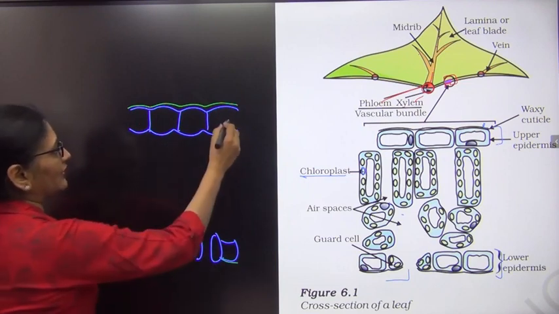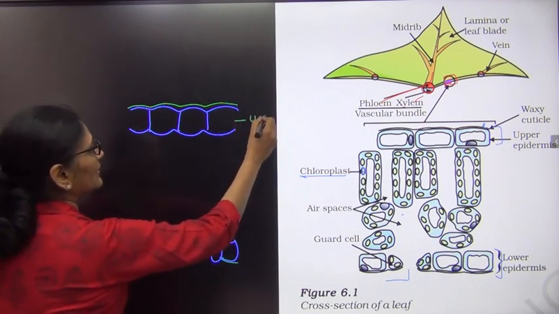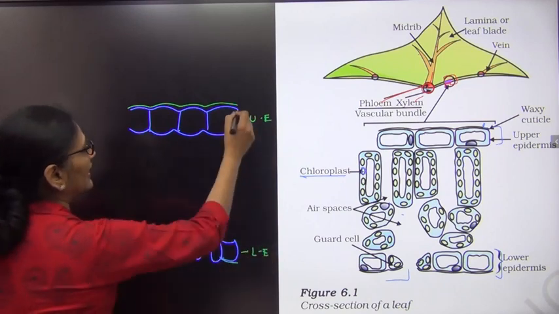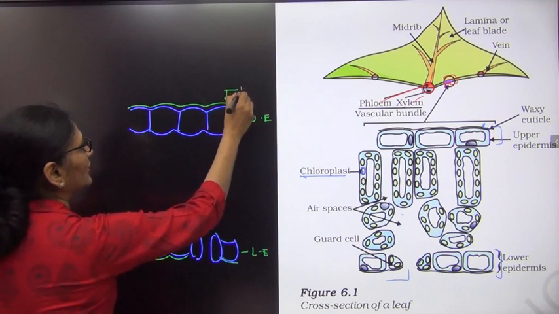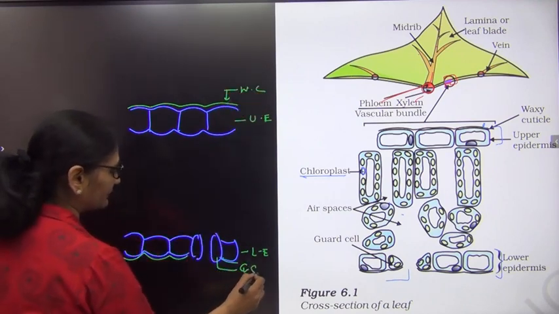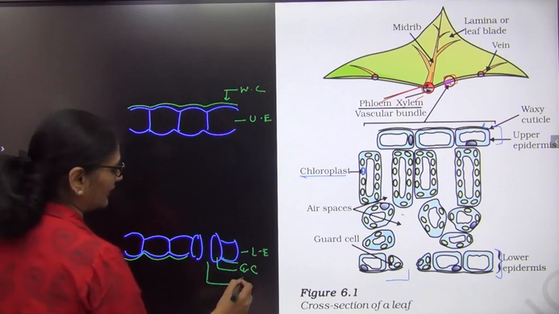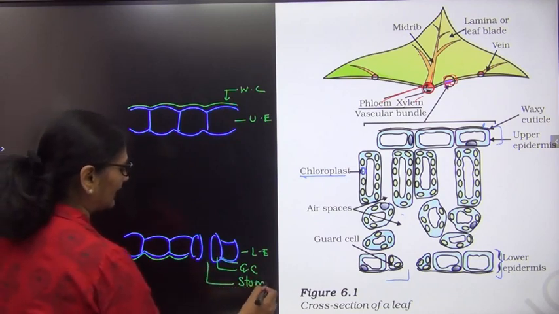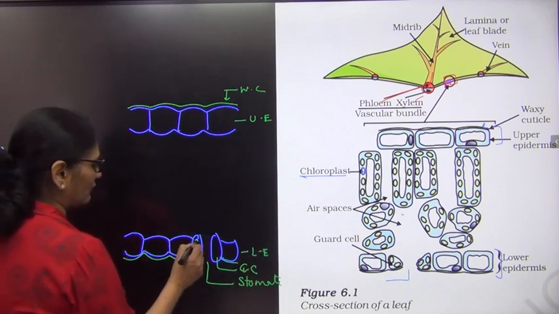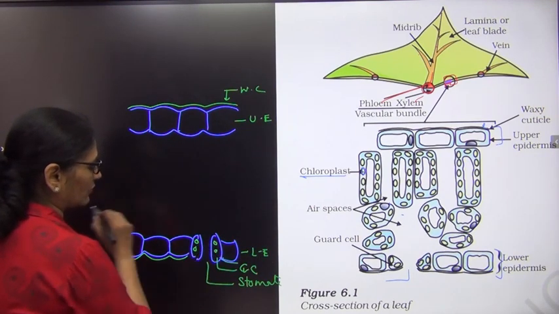Now this I will label as upper epidermis. This I will label as lower epidermis. This I will label as waxy cuticle. This I will label as guard cells. Right, and this aperture I will label as stomata. And I told you guard cells are the only cells in the epidermis which have chloroplast. So I am just drawing the chloroplast.